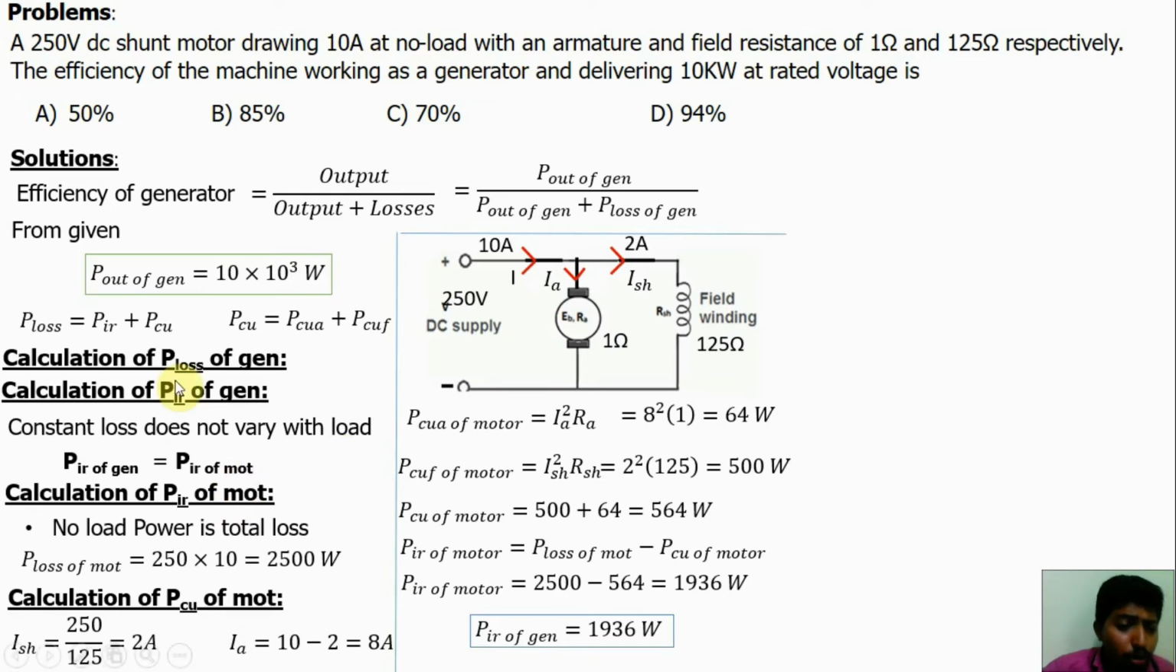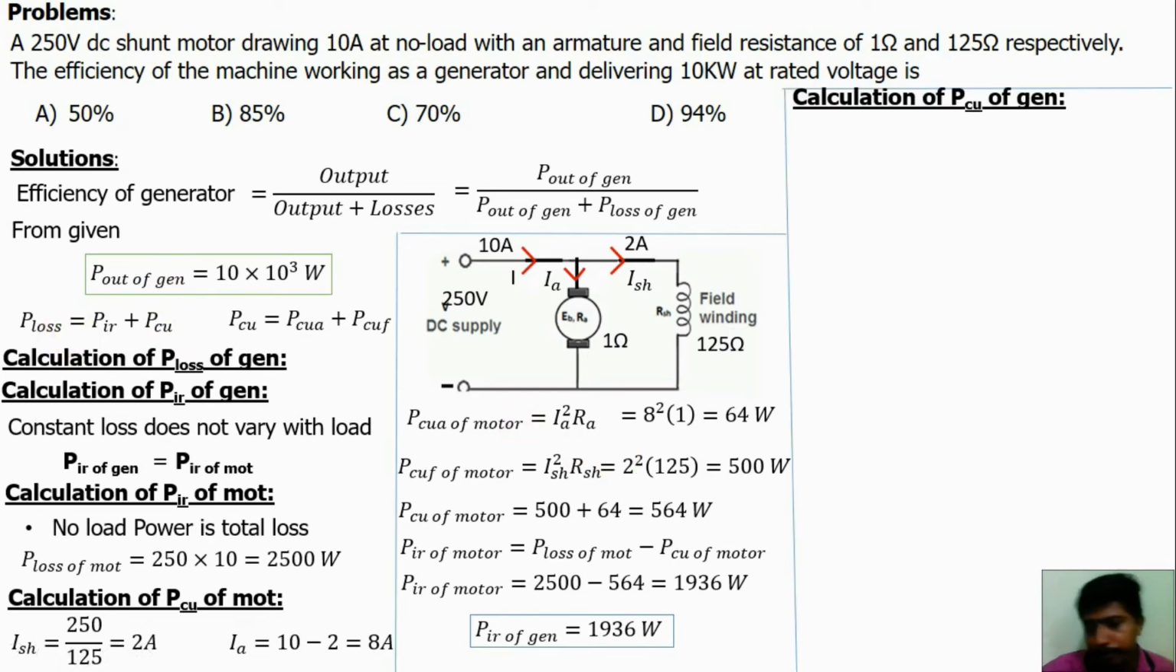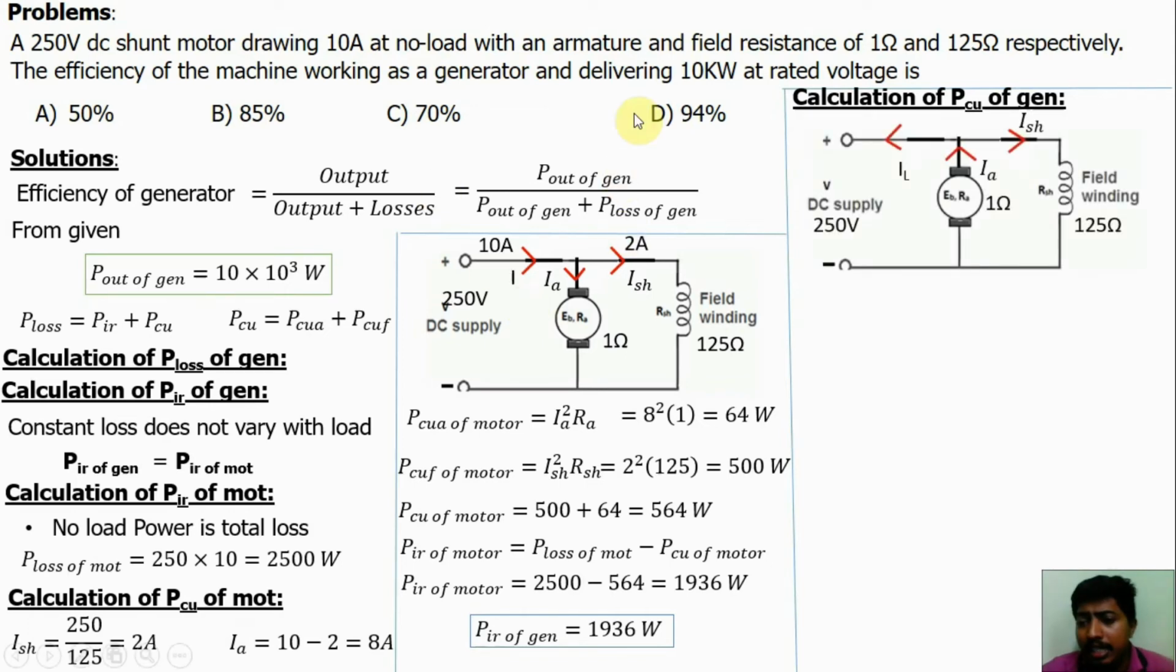Next we go to find the copper loss of generator. If you know the copper loss of generator, we can find the total loss of generator. Okay, we know the equivalent circuit diagram for the generator. This is the equivalent circuit diagram for the generator. The only difference is current. Here EMF induced in this armature, there is current flowing out from the armature. This is load current.